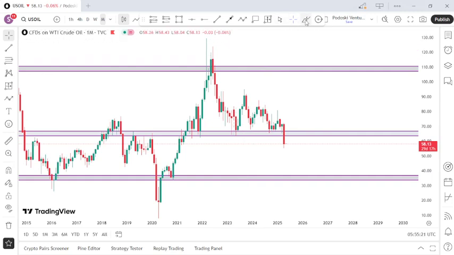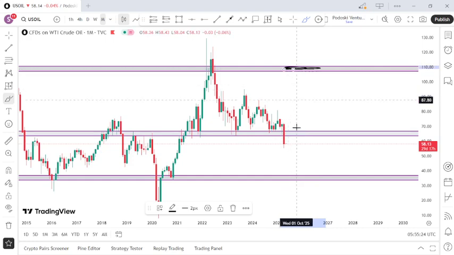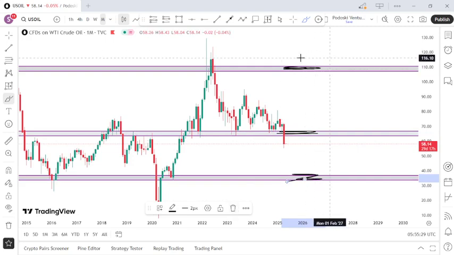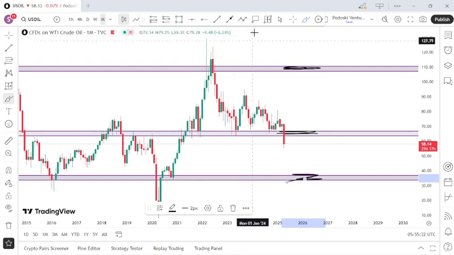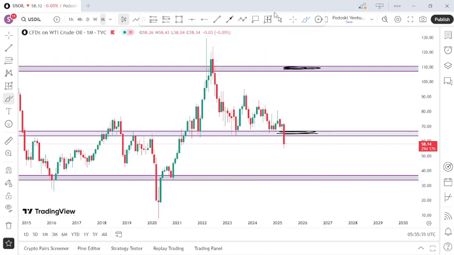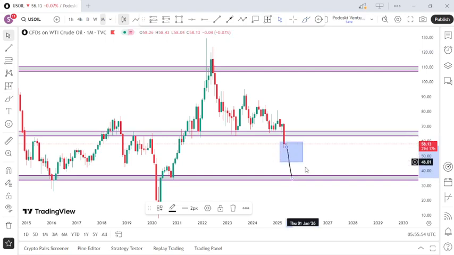On US oil, I have my monthly upper zone here, monthly midway zone, and a monthly lower zone. On the monthly time frame, we see that price is in a bearish trend, in a downtrend. So since price is in a downtrend, we'll be looking for selling opportunities all the way to the monthly lower zone here.